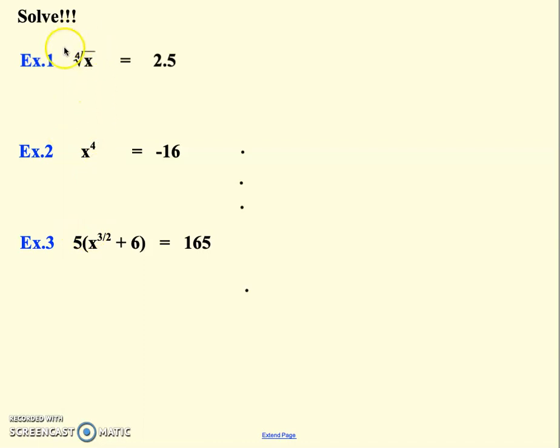Everything's a little bit different here. We've got a root. We've got just our typical exponent. We've got a rational exponent. And the idea is, how do we eliminate these things so we get down to just plain x for the purpose of solving, because of course solving means solve for x.